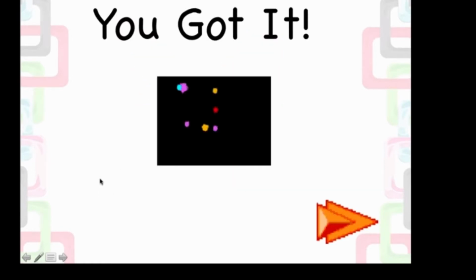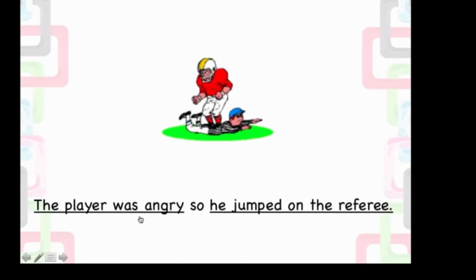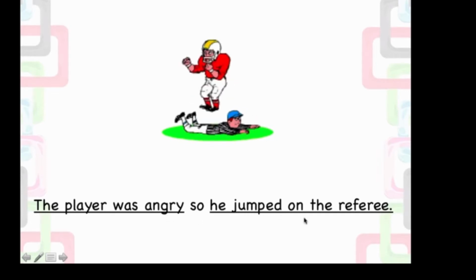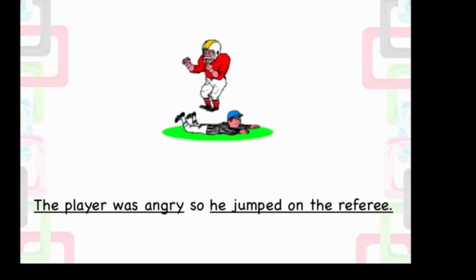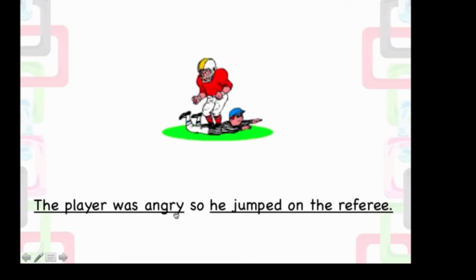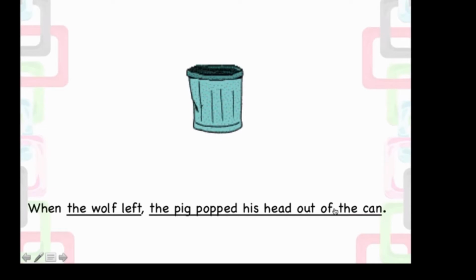Excellent job. Okay, so with this next one, it's pretty interesting. The player was angry, so he jumped on the referee. Okay, so I want you to think, what is the cause in this situation? Why is this happening? All right, go ahead and make your choice now. Okay, your cause, the player was angry. That's why he ends up jumping on that referee. Great job.